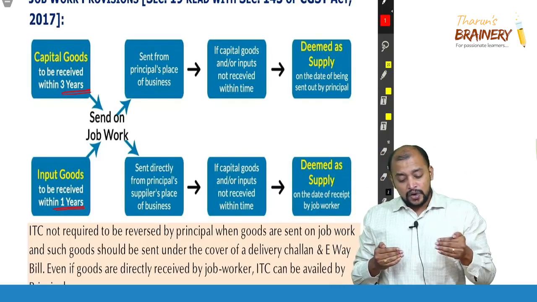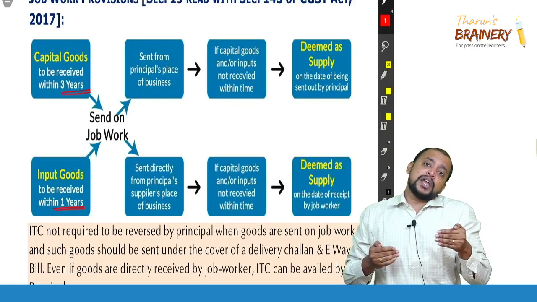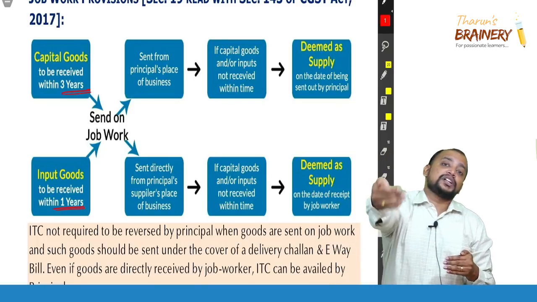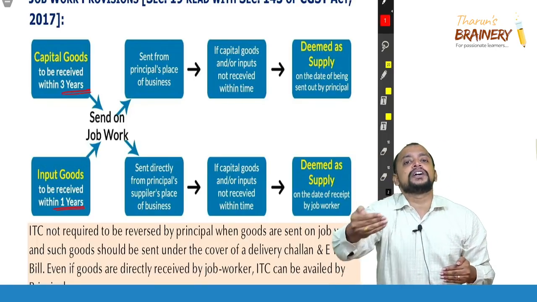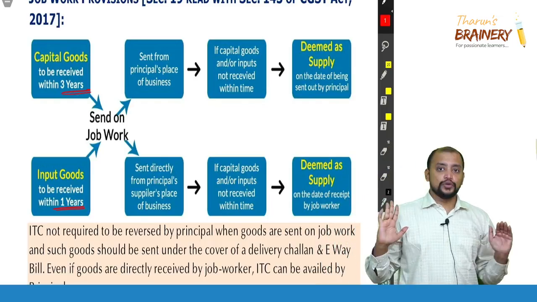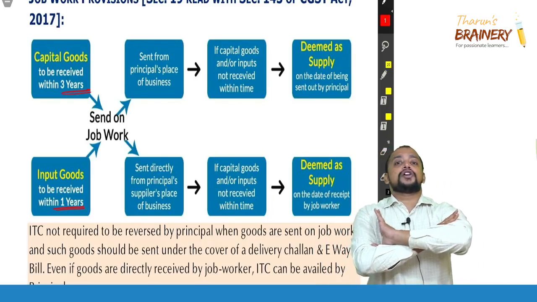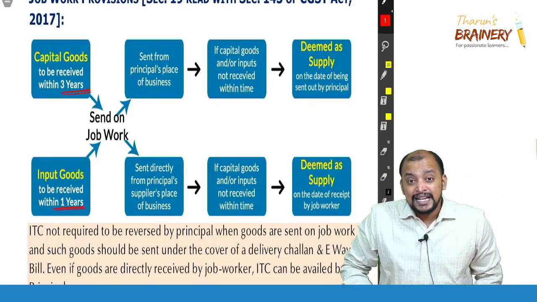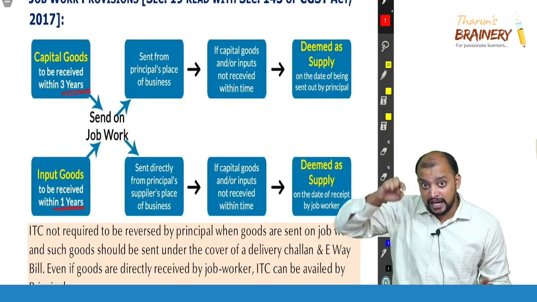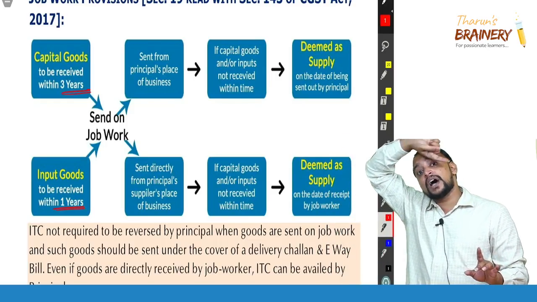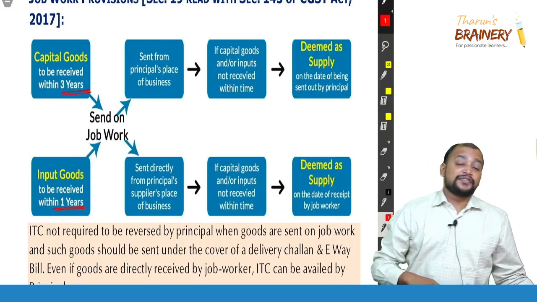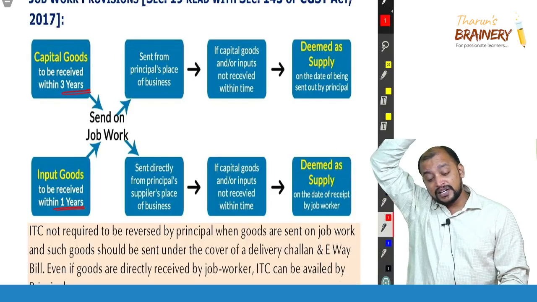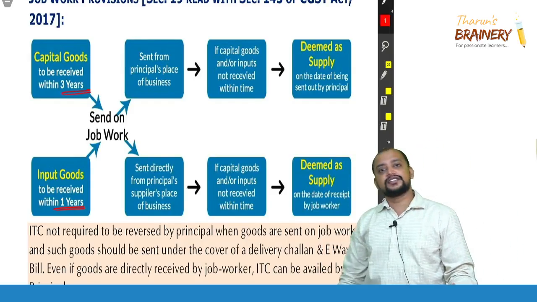This 1 year, what if it is not returned? Maybe it will be extended for a further period of 1 year. 1 year plus 1 year. Capital goods 3 years plus 2 years. It can be extended for a further period of 2 years. If the goods are not returned within that time, it is deemed as supply at the date when it is dispatched to the job worker. After expiry of the time limit, we are deeming it as supply at the time when it is dispatched to the job worker. Is it clear or not?